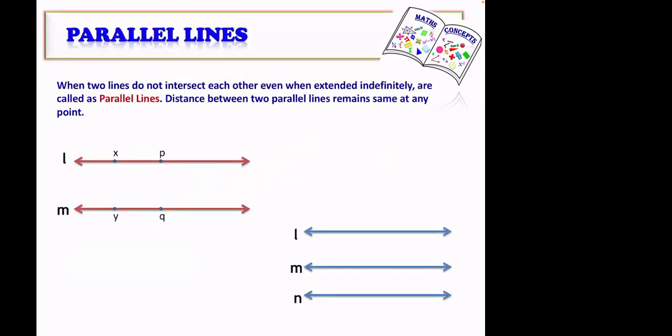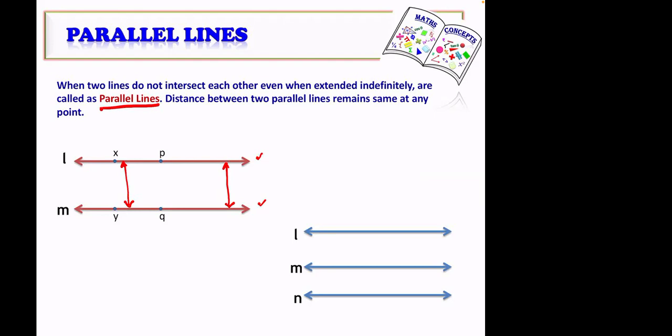Now, what if lines are not intersecting? These are lines, and even if I extend them up to infinity in both directions, they will never cross each other. So such lines are called parallel lines. They will never intersect each other. And remember, the distance between these two lines remains the same everywhere. It does not matter how much you extend them, the distance will always remain the same between the two lines.